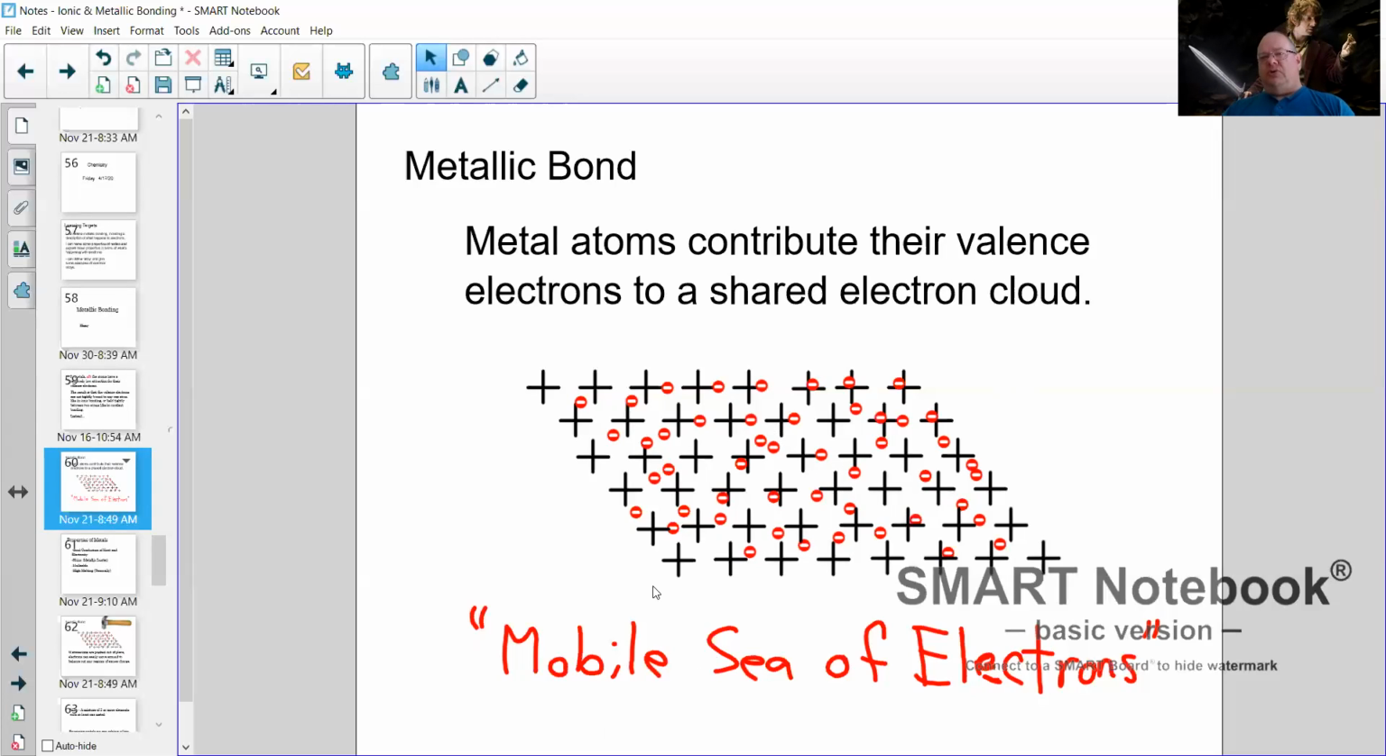I sometimes also try to describe this as the communist bond. And by that, what I'm saying is, it's not your electron, it's not my electron, they're all our electrons. We share all the electrons communally.